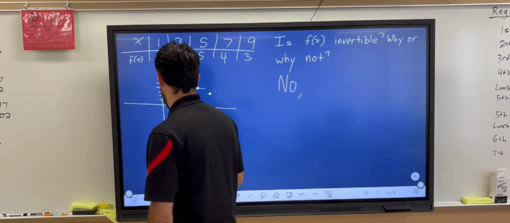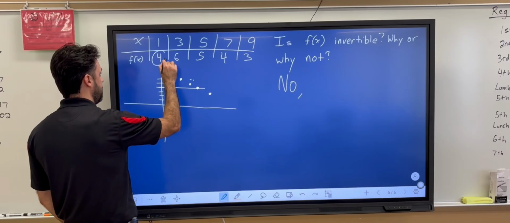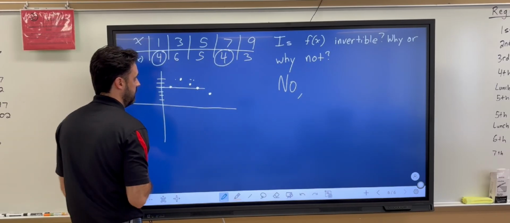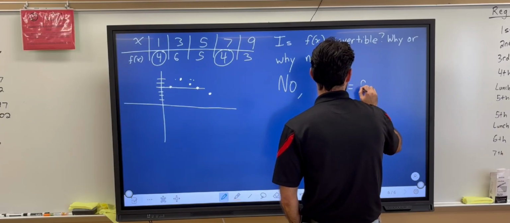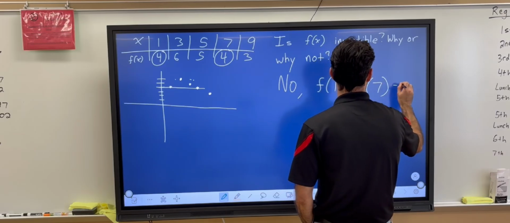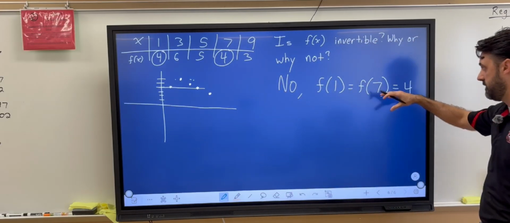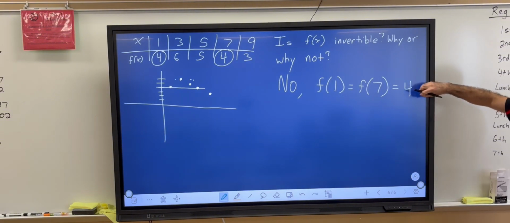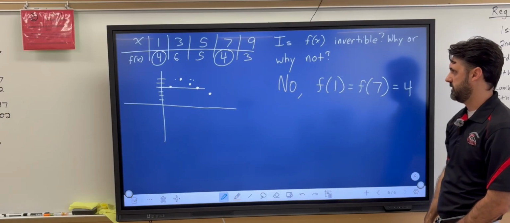And the reason here, instead of just referencing the type of line test, we're going to say that f of x values repeat. All right, so our reason is because f of 1 and f of 7 are both equal to 4. And so because the f of x value is repeated, that would mean the inverse, again, fails the vertical line test if we were to sketch the inverse function.